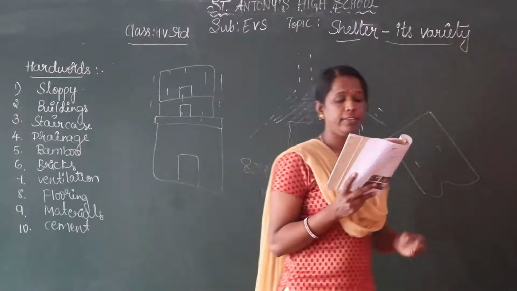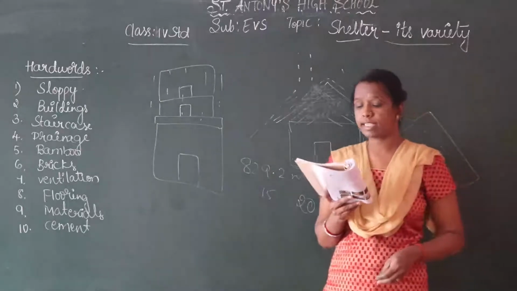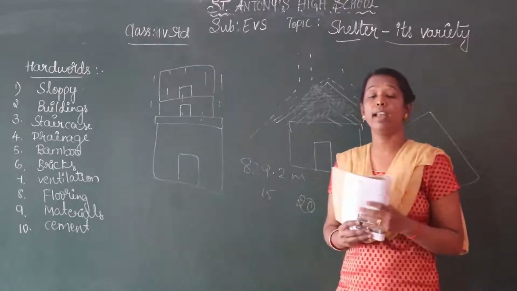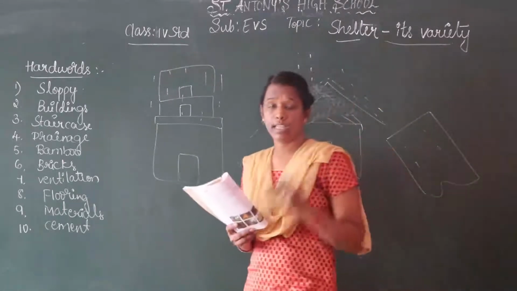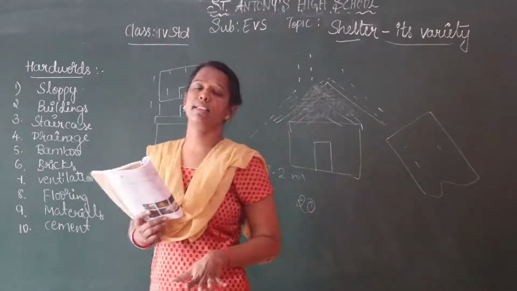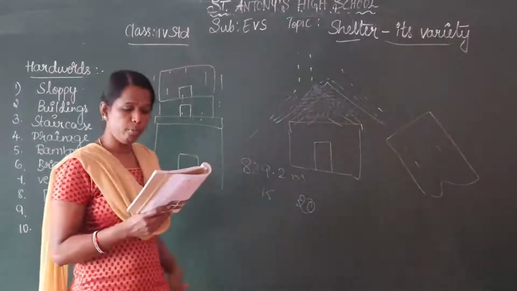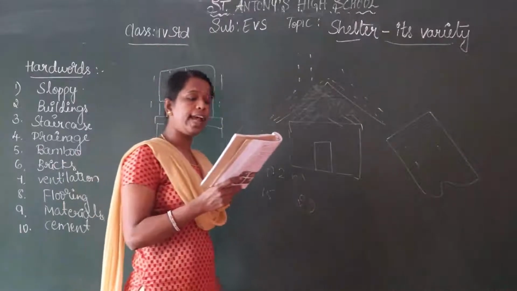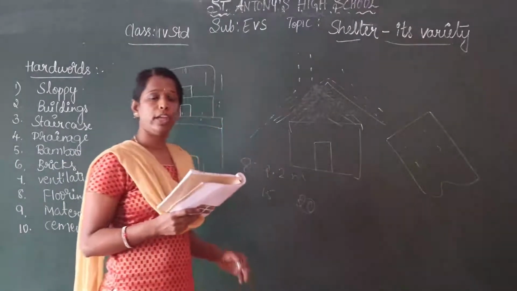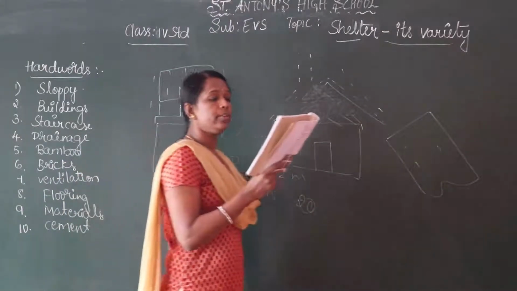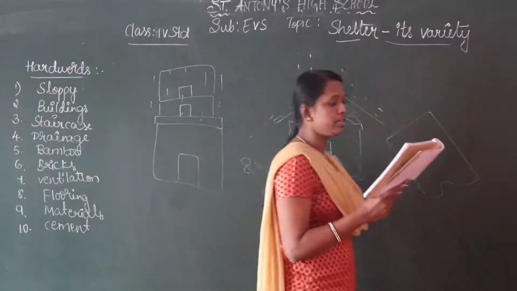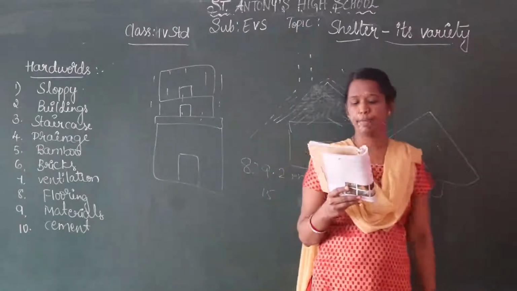Next, Dharavi of Mumbai is the largest slum in India. Dharavi is a slum. The largest slum in India, that is in Mumbai. More than 10 lakh people live there. So it is also called the largest slum in Asia.